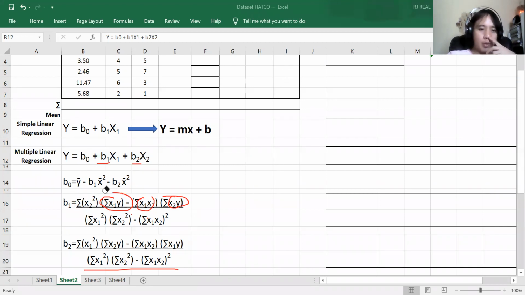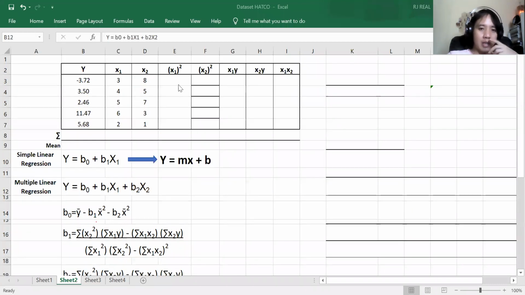Now, meron po tayong table na ginawa dito. Basically, what we are going to do is to get the individual, per observation value of these guys, no? So kapag ganyan ang mangyayari, kukunin po natin individually yung value niya. And then we will get the summation. And then that summation value will be substituted in here for us to get the value of the beta 1.